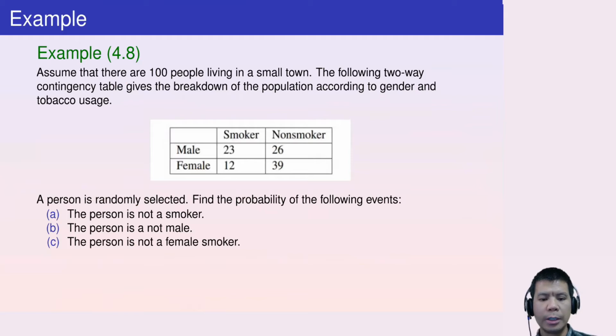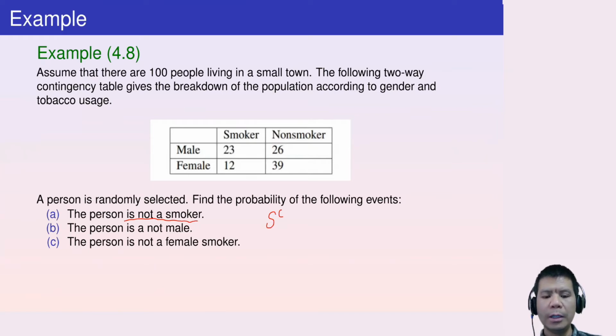Now let's consider this example. Assume there are 100 people living in a small town. The following two-way contingency table gives a breakdown of the population according to gender and tobacco use. A person is randomly selected. Find the probability of the following events. Event A: the person is not a smoker. Smoker is denoted S, so not a smoker is the complement of S. So that is non-smoker.